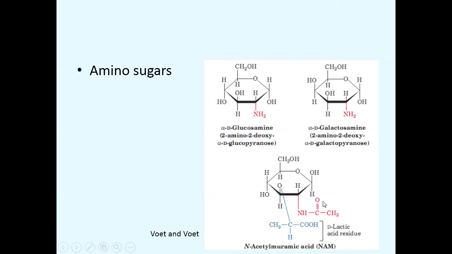The derivative shown here is N-acetylmuramic acid. This part shown is glucosamine. An acetyl group is attached to glucosamine. This makes N-acetylglucosamine. The part of the molecule shown here is lactic acid. When lactic acid is attached to this molecule, the resulting structure is N-acetylmuramic acid. This is one of the constituents of bacterial cell wall peptidoglycan.